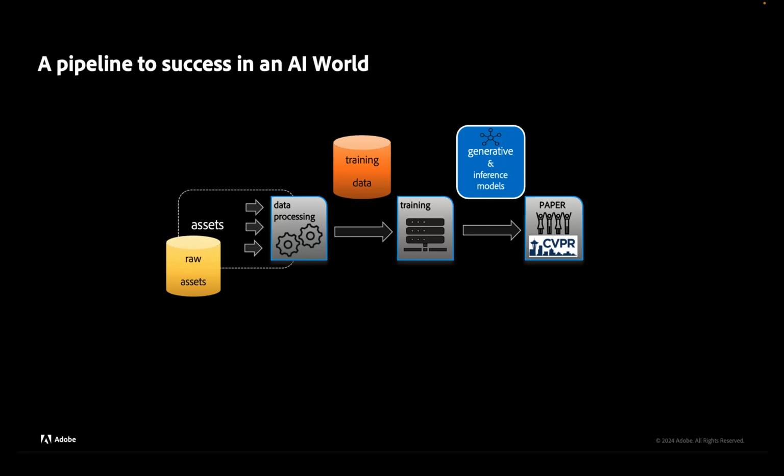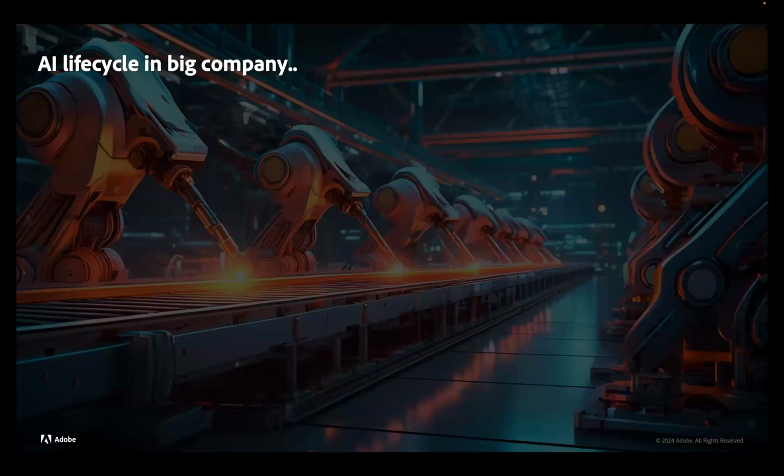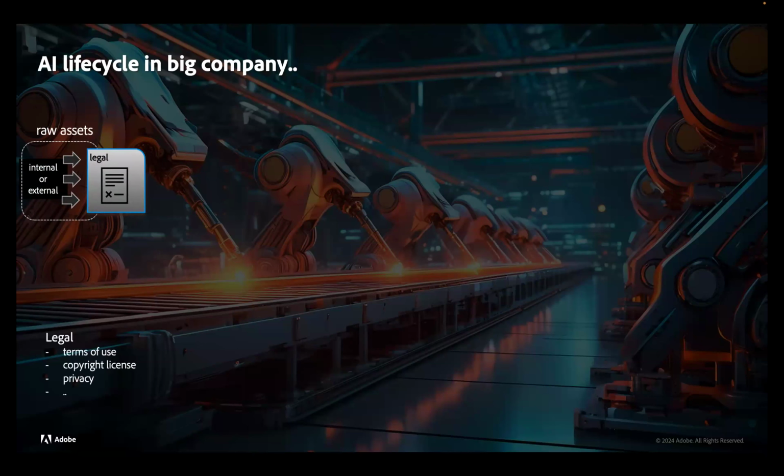So I want to go through this pipeline and what it feels like being inside an industrial research lab. This is what the life cycle looks like inside a big company. It starts with raw assets that come in. These could be internal assets from stock collections, like Adobe has a large stock collection of image and video data. It might come from user data that's come into the company, or from external purchase sources. So the first step of the process is to start training your algorithms, right? Wrong. You have to go to the legal department.